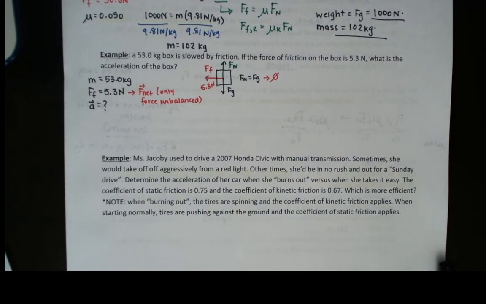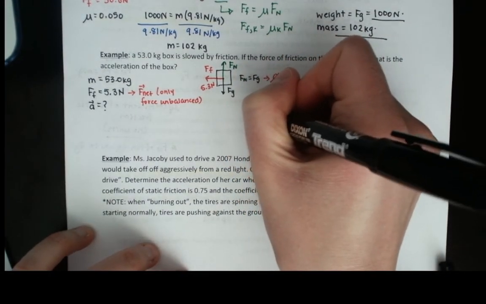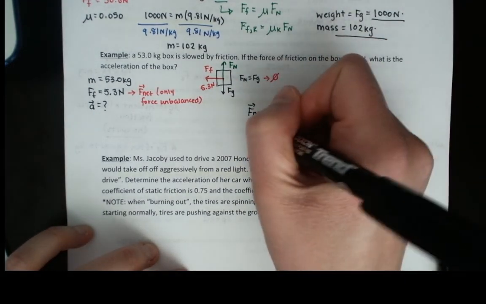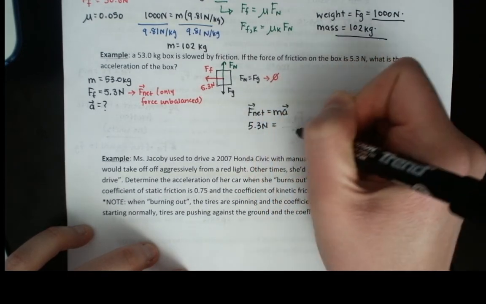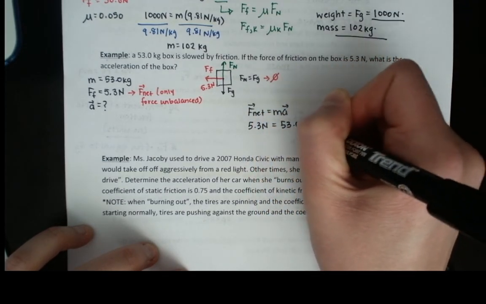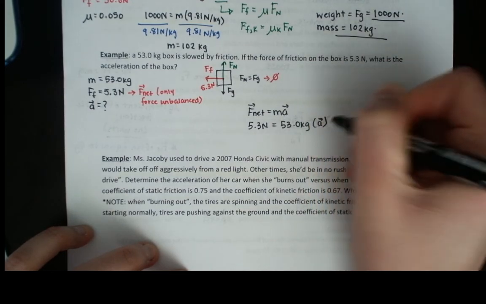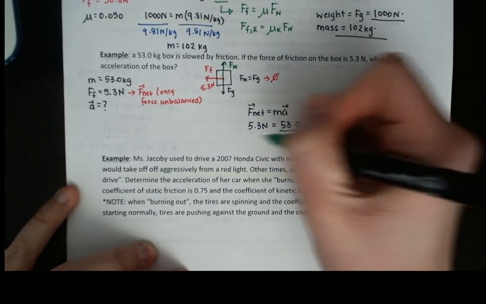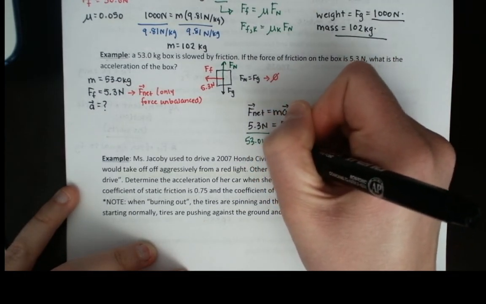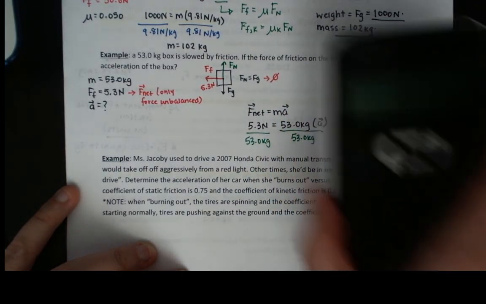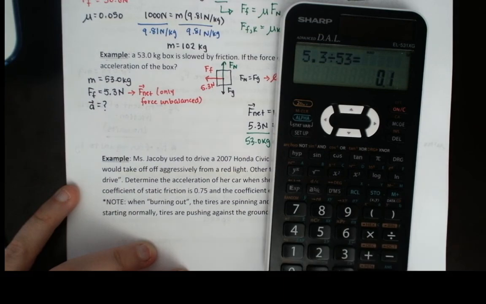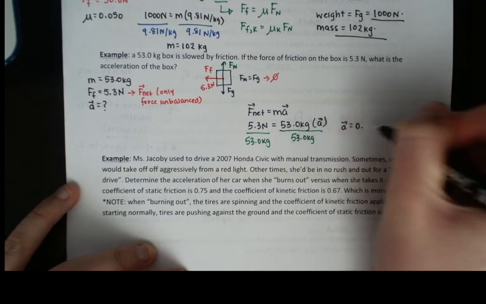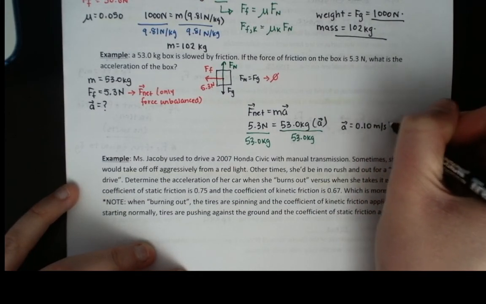So if we're looking for acceleration, we can use F net is equal to mass times acceleration. So F net is our friction, which is 5.3. Mass is 53 kilograms. And acceleration is a. We divide both sides by 53 kilograms. 5.3 divided by 53 gives us 0.10 meters per second squared.